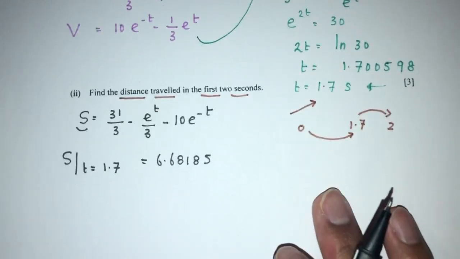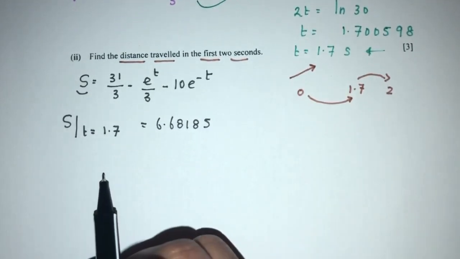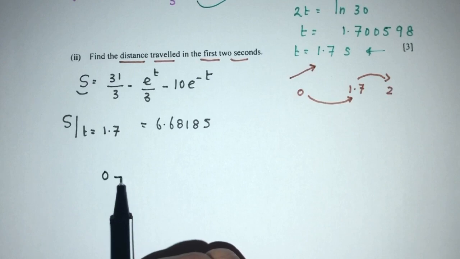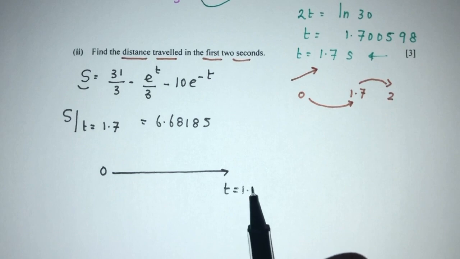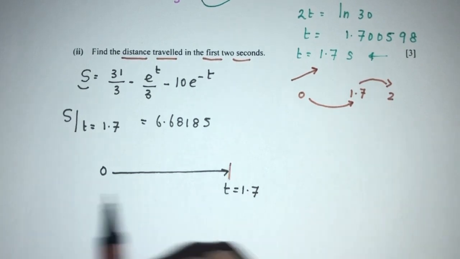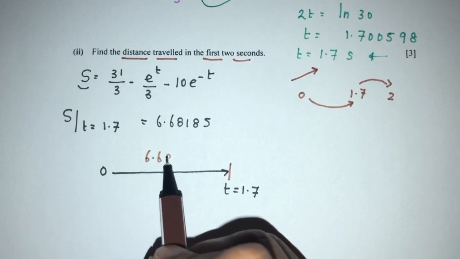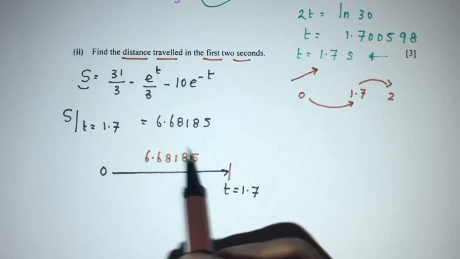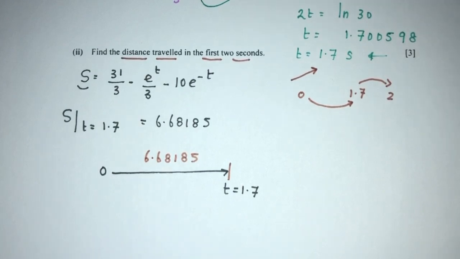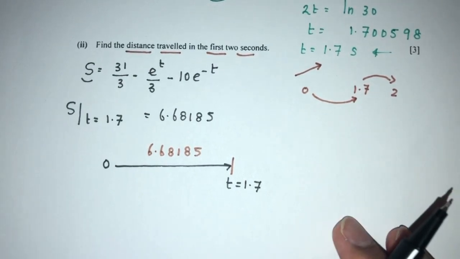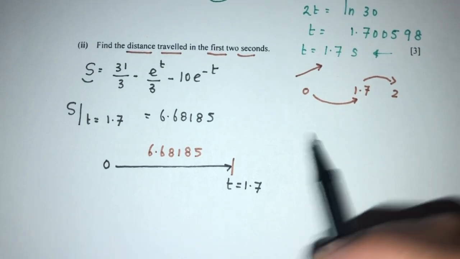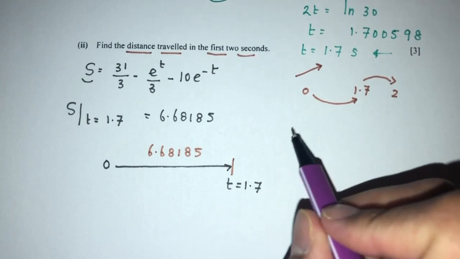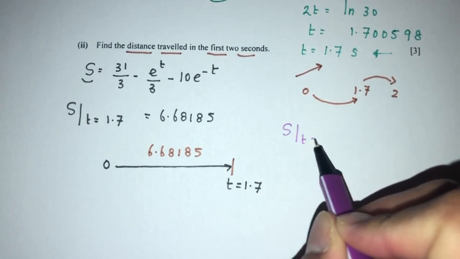Okay, so basically the first thing I know is that from the point O, we move in this direction until time equal to 1.7, because that's when the particle comes to rest. So the distance from the point O is 6.68185 at this point. Because it came to rest, usually they will change direction to go the other way. But let's check to see if that's true or not. So let's find the value of displacement when t is equal to 2.